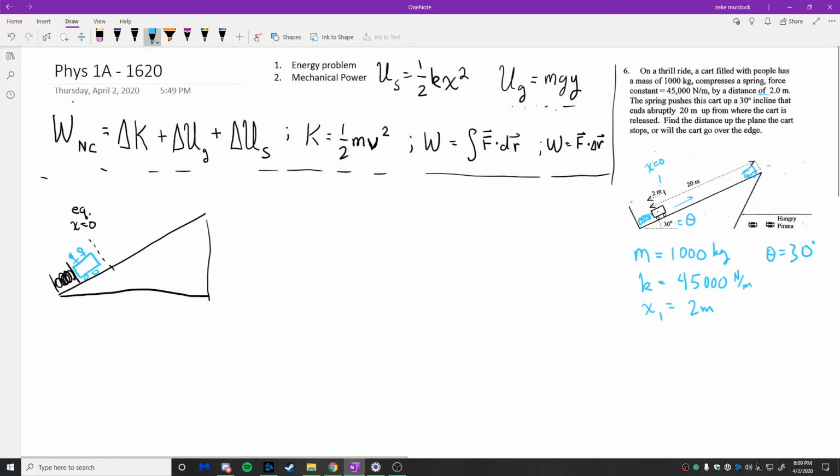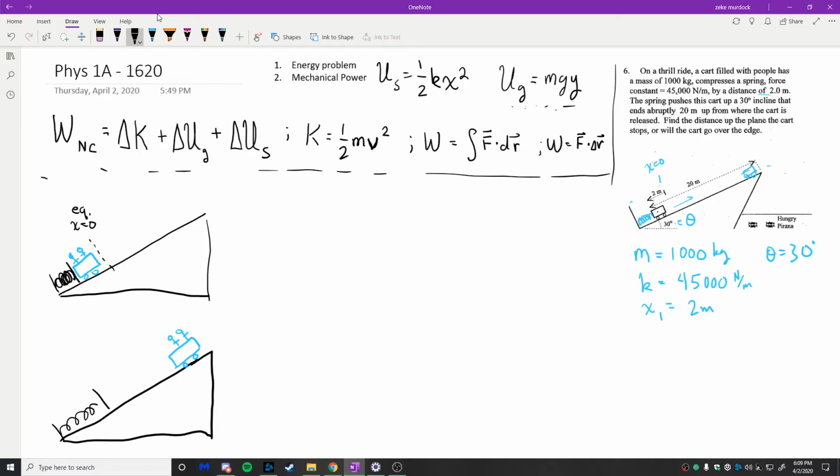That's our initial position. And then our final position, suppose at some later time the cart moves up the ramp, somewhere along the ramp. Let's just assume that it comes to a stop at some point. If it doesn't, we'll talk about that in a second. So we've got our cart filled with people, and now the spring is in the uncompressed state, out here at x equal to 0. That's our scenario.